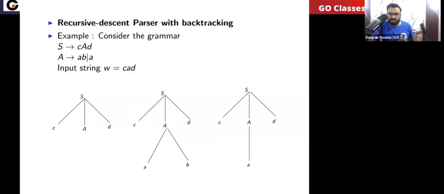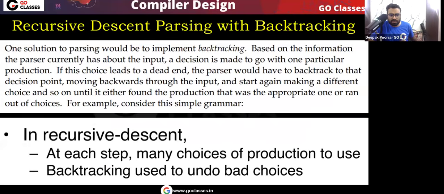So basically the explanation we have already seen. You can see this diagram. I hope you understood. So read this. This is the working of recursive descent parser. You can see recursive descent parser with backtracking. You can read this here.